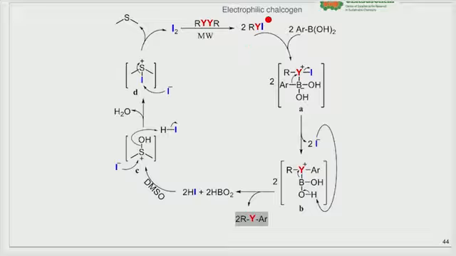The mechanism for this transformation is also the same. So we generate the electrophilic chalcogen species from the reaction of iodine and dichalcogenide, which in the presence of boronic acid forms the species A. Now, the species A releases iodide anion, which is attacked again by B, leading to the product, while HI is oxidized back to molecular iodine in the presence of DMSO.